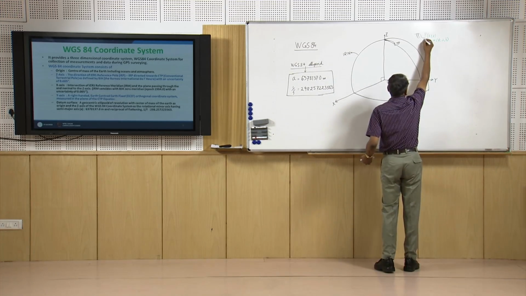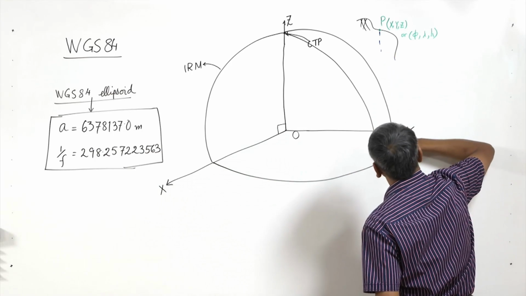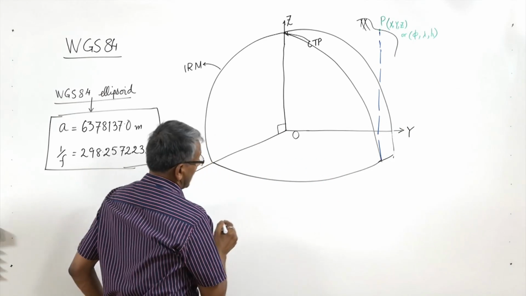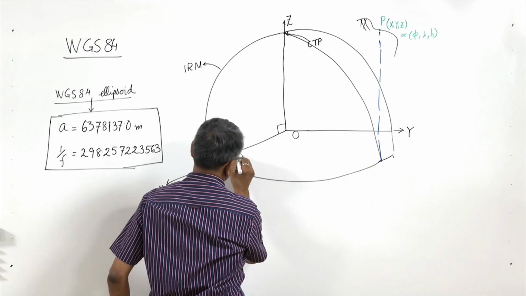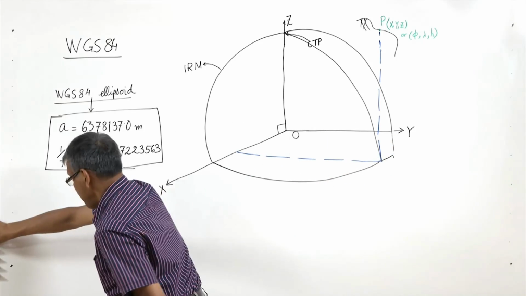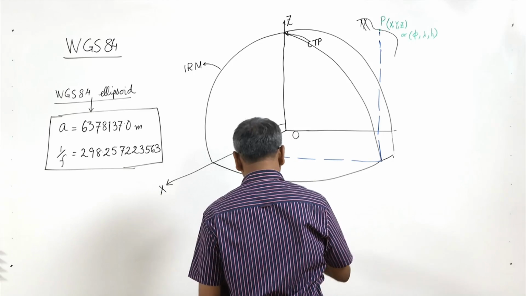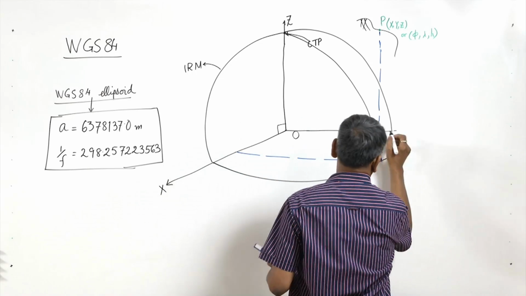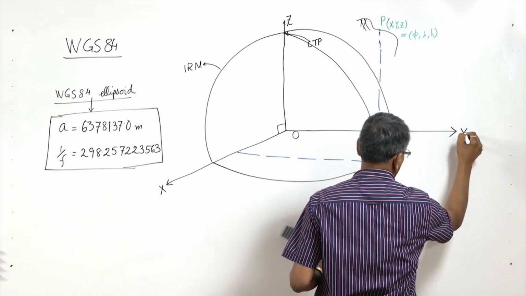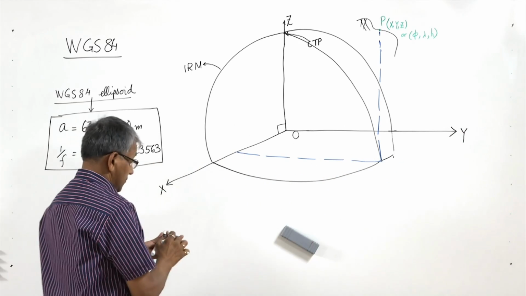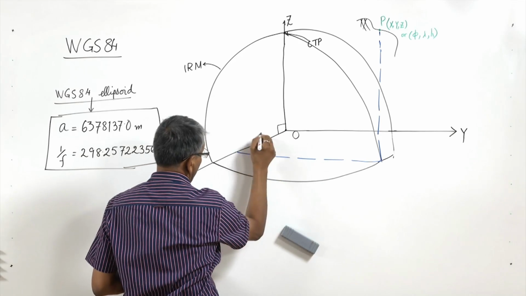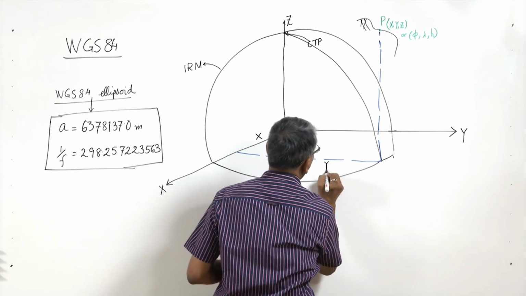If we drop a perpendicular, then here you can see this point P we can reach from origin O by taking the route: this is the X, this is the Y, and this is the Z.